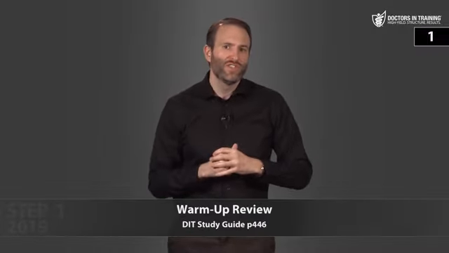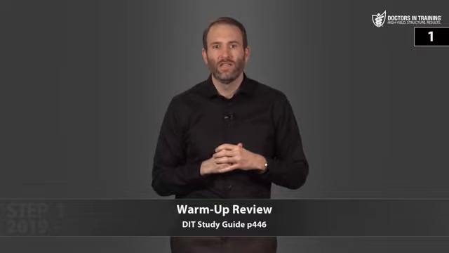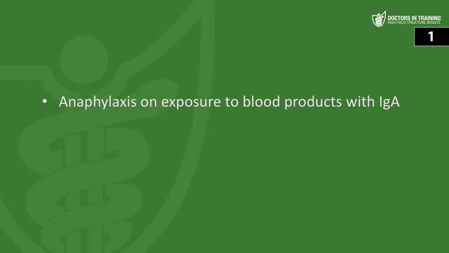It's time for another warm-up. Let's get going. Which immune deficiency is associated with each of the following findings? So first we have anaphylaxis on exposure to blood products with IgA. This is selective Ig deficiency, so this is a B cell disorder.